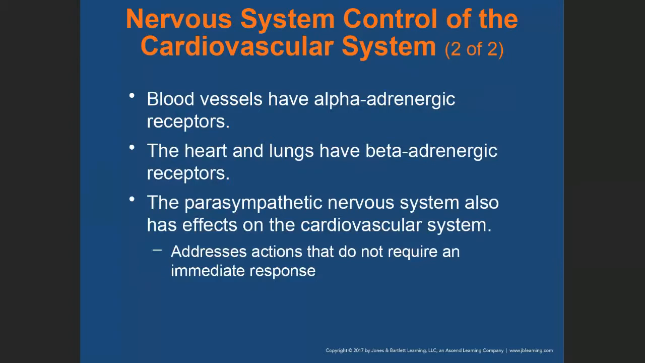As I stated before, your blood vessels have alpha adrenergic receptors, meaning they respond to noradrenaline or norepinephrine. The heart and lungs have beta adrenergic receptors: beta 1 for the heart, beta 2 for the lungs. The parasympathetic nervous system also has effects on the cardiovascular system, but it's going to be the reverse. So the parasympathetic slows down the cardiovascular system functions, right? Both systems work together to maintain a state of balance. I'm going to touch on this again when I cover the nervous system and go over its divisions. This is just one area of the nervous system.